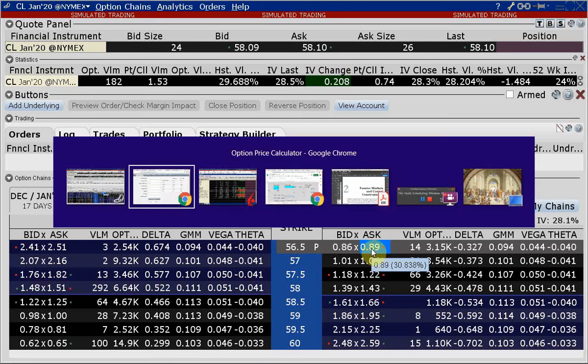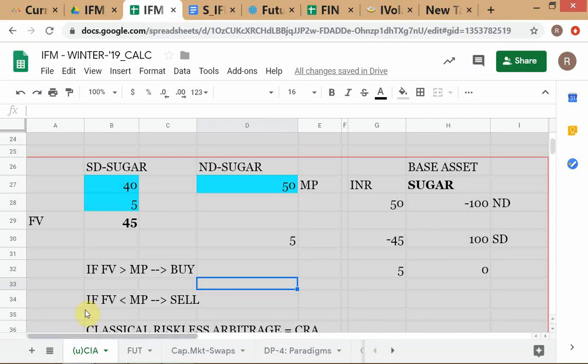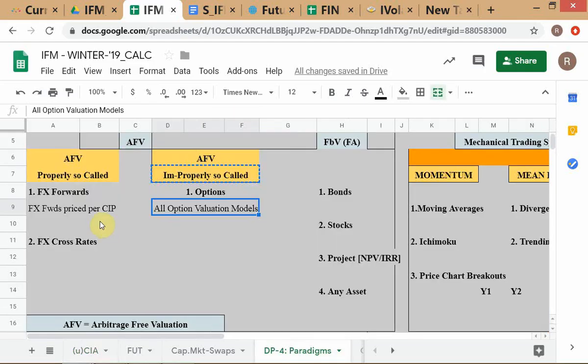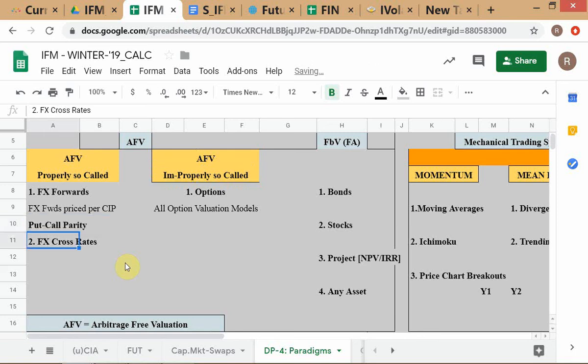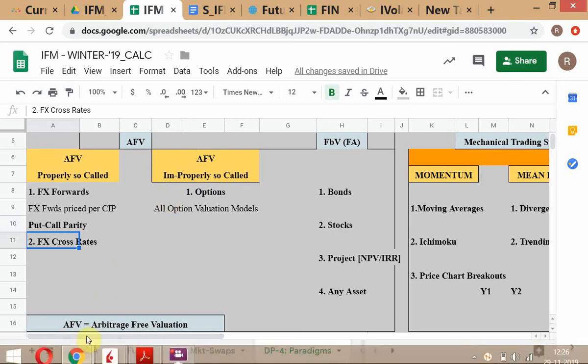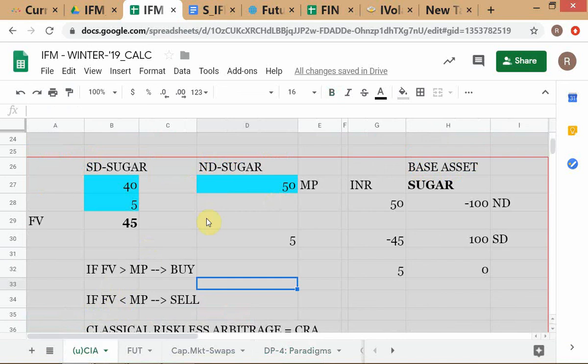The only types of real arbitrage-free valuation models which are useful are what I have shown you here. We haven't discussed any of them: FX forwards, FX cross rates, there are many other examples. Put-call parity is another example. We haven't had time to discuss put-call parity, but this is an example of true AFV. Remember, true AFV is only in cases where, if the market price deviates from the fair value, people will be able to earn instantaneous risk-free profits by doing CRA, and very soon the market price will have to converge to the fair value. No such thing is happening in the case of options.